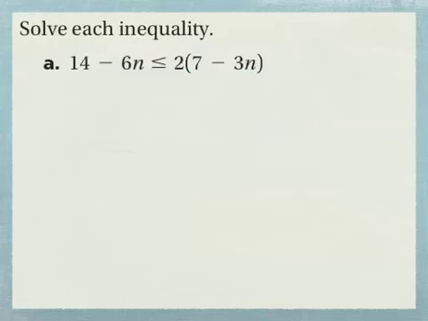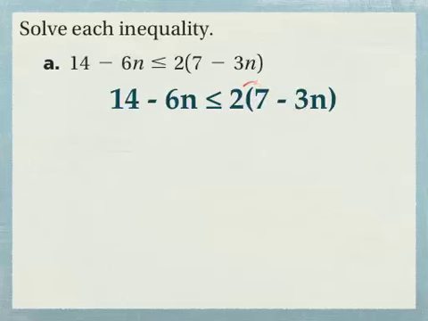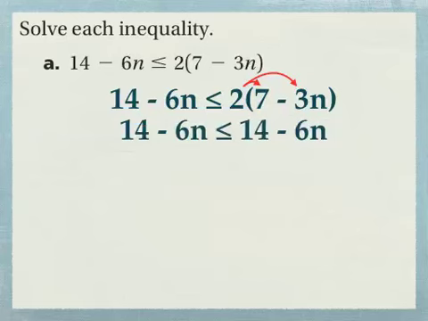This example asks us to solve each inequality. For A, they give us 14 minus 6n is less than or equal to 2 parentheses 7 minus 3n. Notice that in this example, I'm going to have to distribute on the right side of my inequality. So I'm going to have 2 times 7 minus 2 times 3n. I'm going to leave the left side alone. So I'm going to have 14 minus 6n is less than or equal to 14, since 2 times 7 is 14, minus 2 times 3n is 6n.